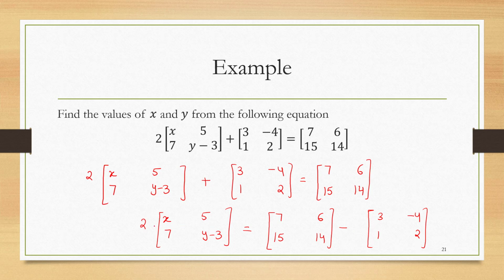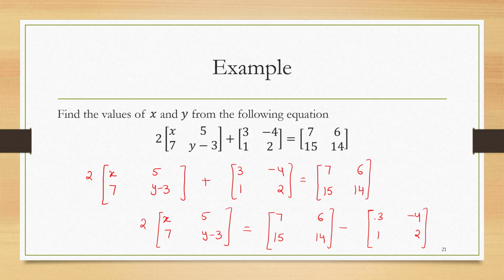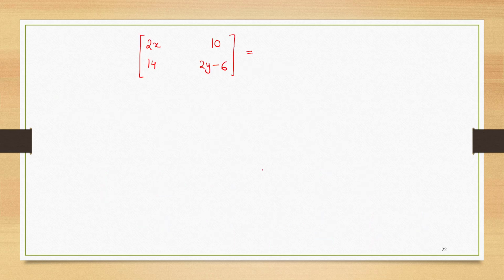So solving the left side, we will take 2 inside and we get, see, 2x, 10, 14, 2y minus 6. That is equal to, on the right side we have 7 minus 3, 4, 6 plus 4, 10, 15 minus 1, 14, and 14 minus 2, 12. So we have 4, 10, 14, 12.